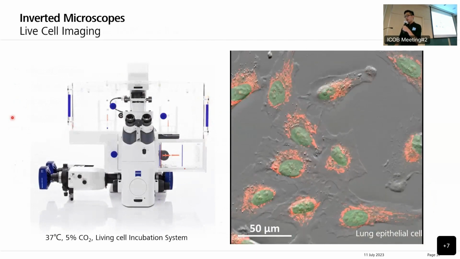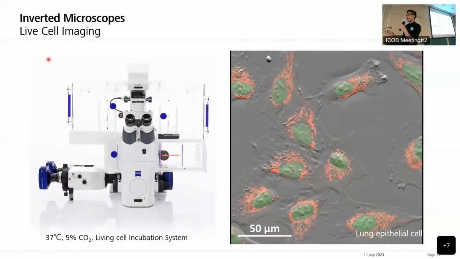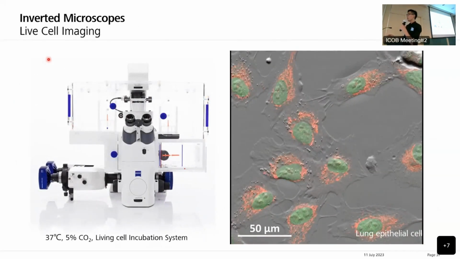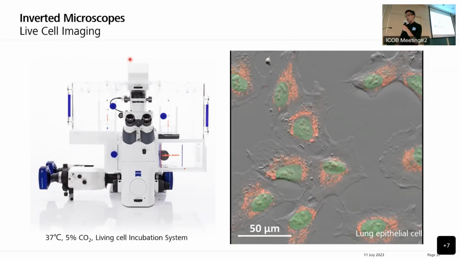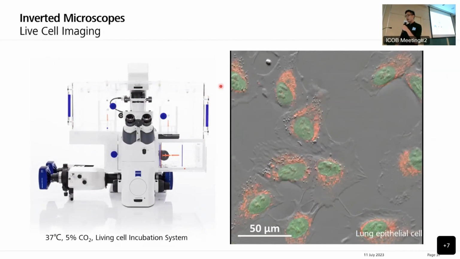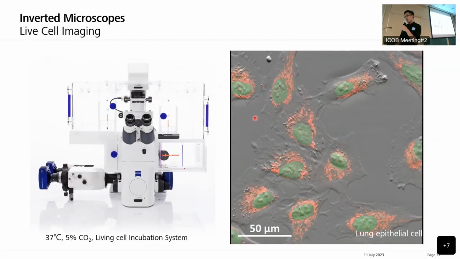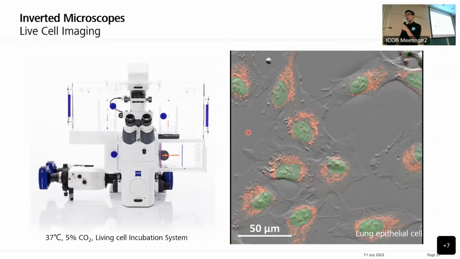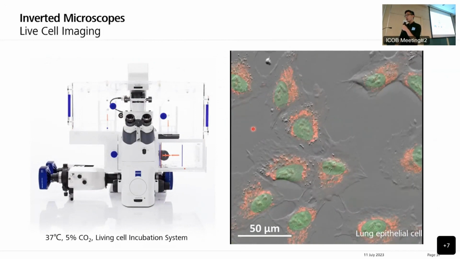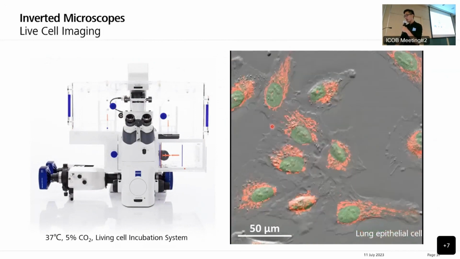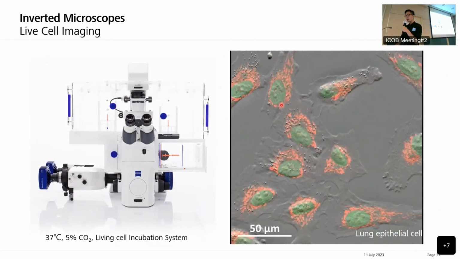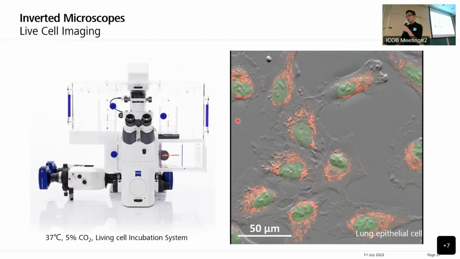And here you can see this is a typical confocal microscope system. We can do very delicate, high-resolution live cell imaging. This is the DIC image overlaid with the fluorescence labeled channels. You can see the nucleus and also the mitochondria.